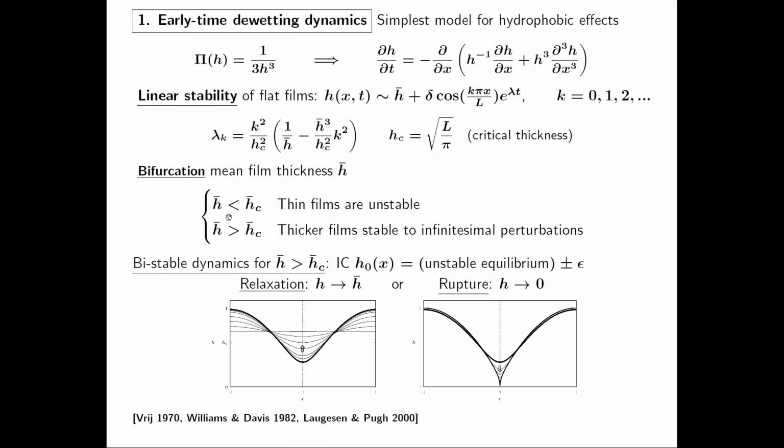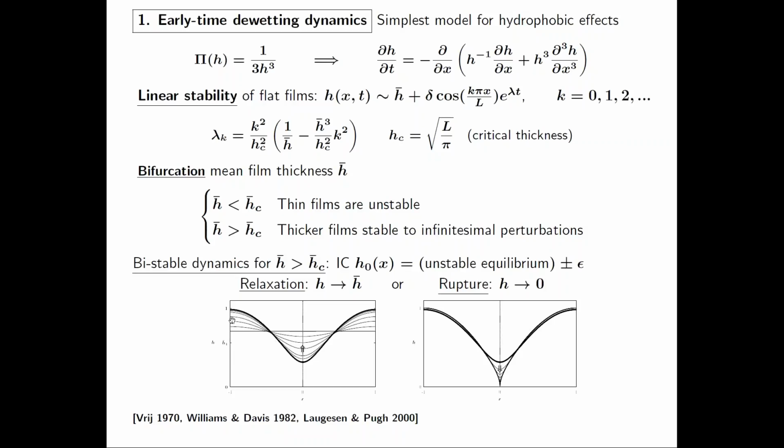Films that are thinner than this are going to be unstable. Thicker films are going to be stable to infinitesimal perturbations. But films that are thicker than this will also have another set of unstable equilibrium solutions. So here is this solid, darker curve that I marked here.